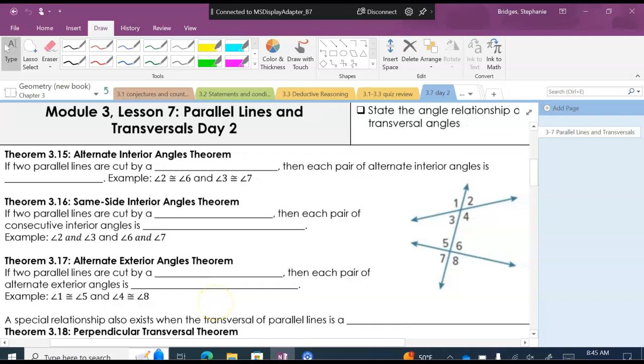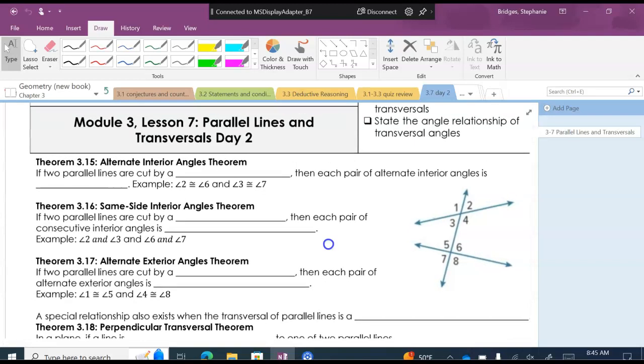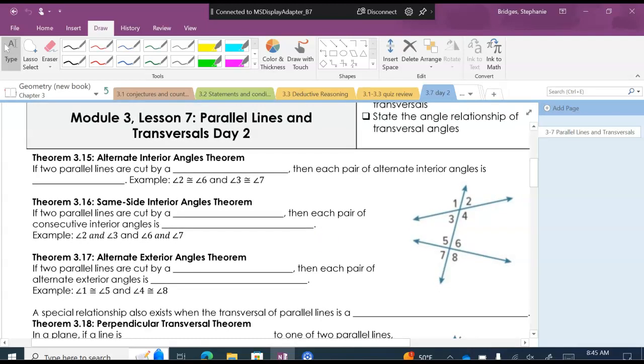Okay, so if you look, we have our picture. We have two lines cut by a transversal here. And we are going to be talking about what happens when our lines are parallel.